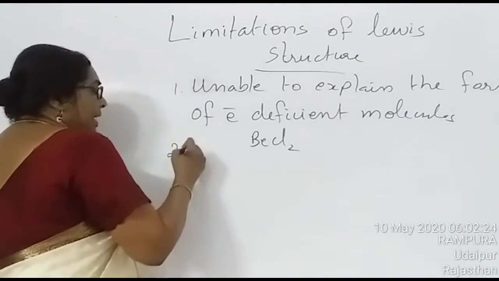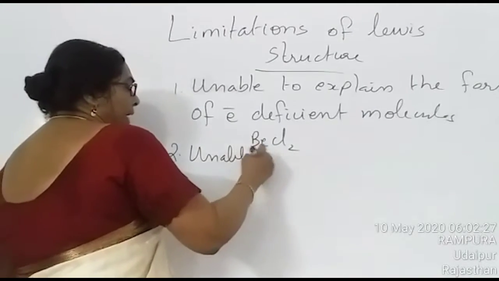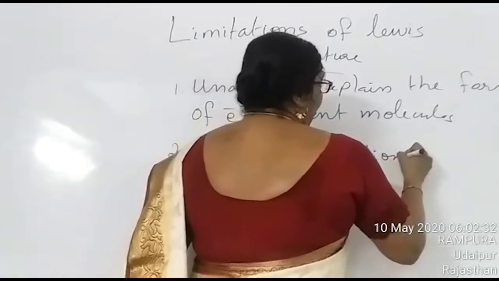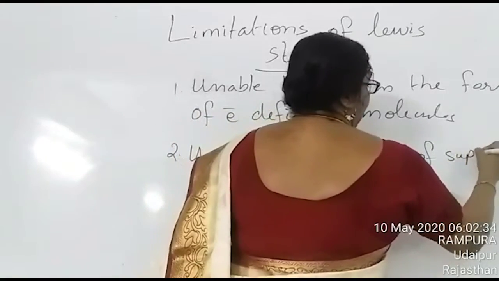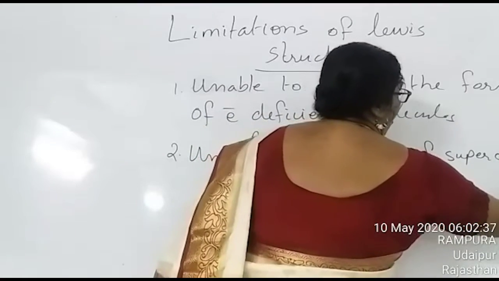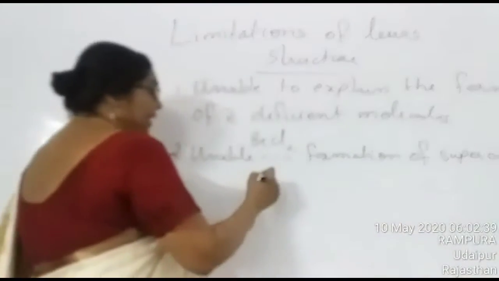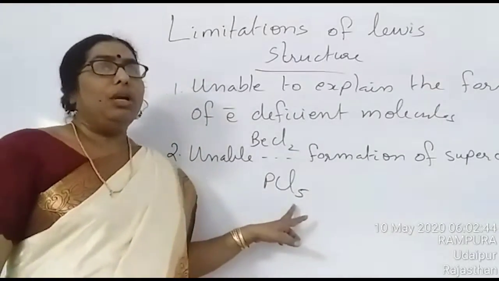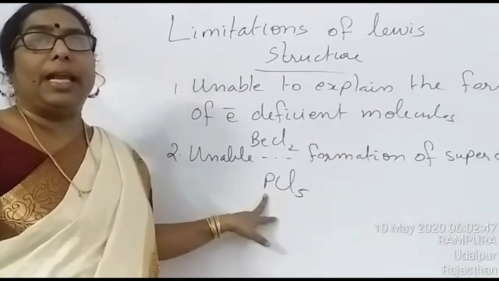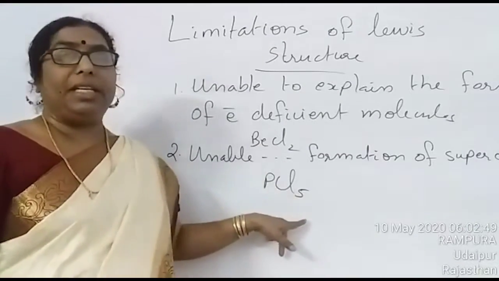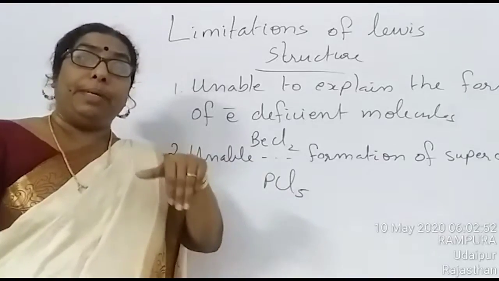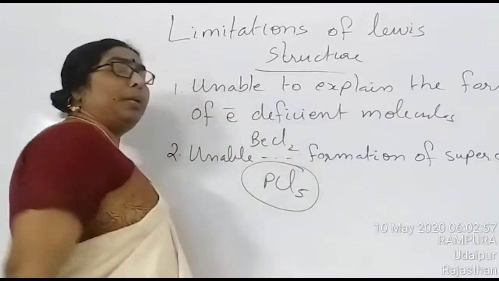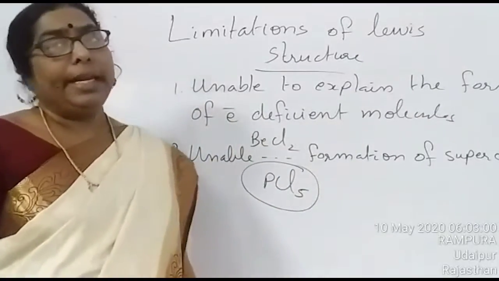Second, we can say that again it is unable to explain the formation of superoctet molecules. For example, consider PCl5. You know that phosphorus belongs to the 15th group, so it possesses 5 valence electrons. 5 plus 5 it is sharing from each chlorine atom. That means it is exceeding the octet. So this type of compound formation also Lewis was unable to explain.